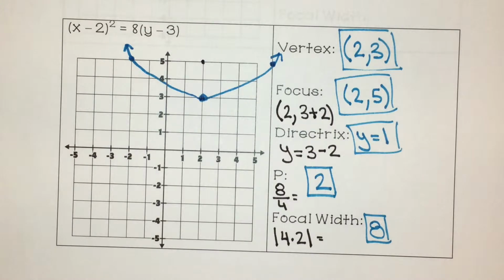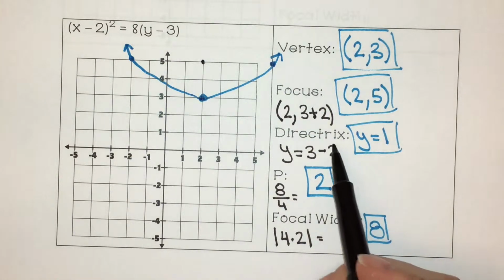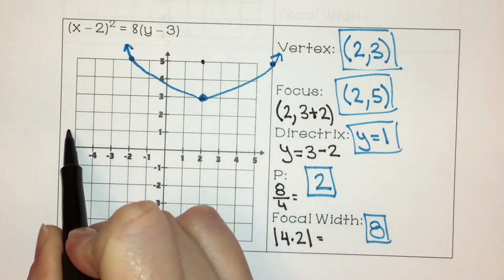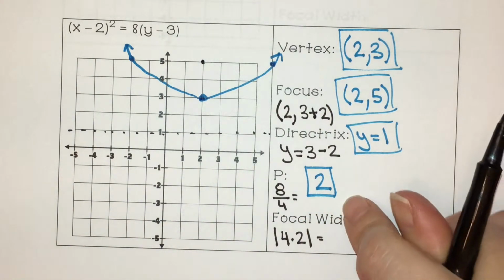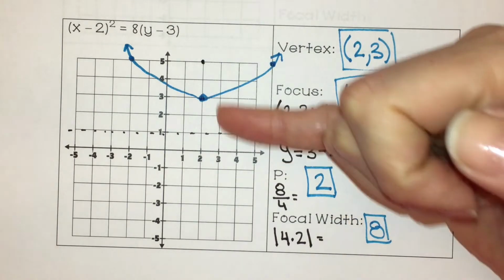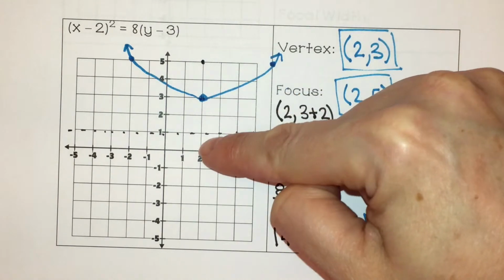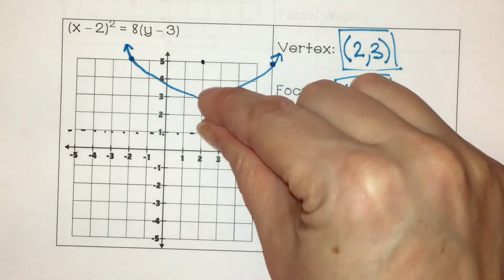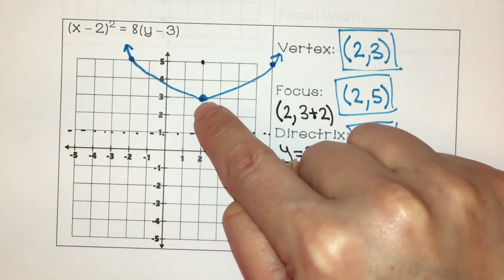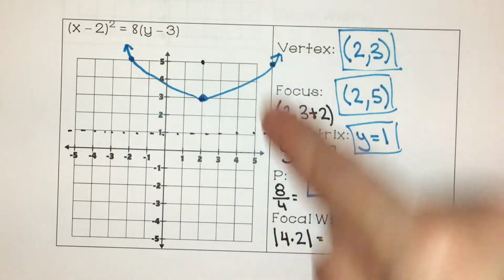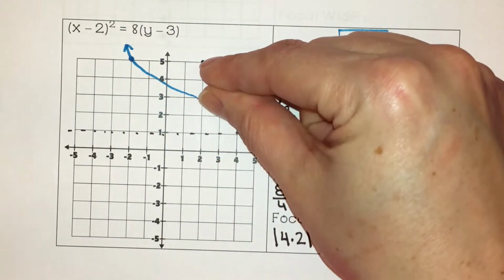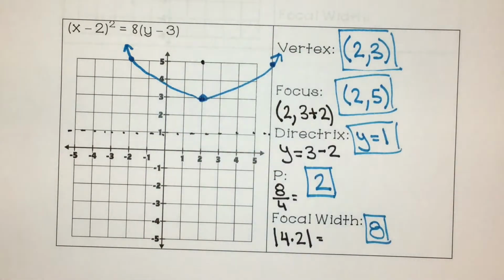So just a couple other things that you need to check. Our directrix should be where y equals 1. So it goes through right here where y equals 1. Your p-value tells you that from your vertex down to your directrix, it should be a distance of 2, which it is. From your vertex up to your focus should also be the p-value, which is a distance of 2, which it is. So I know that that part's correct. It just helps me double check that I'm doing it correctly.